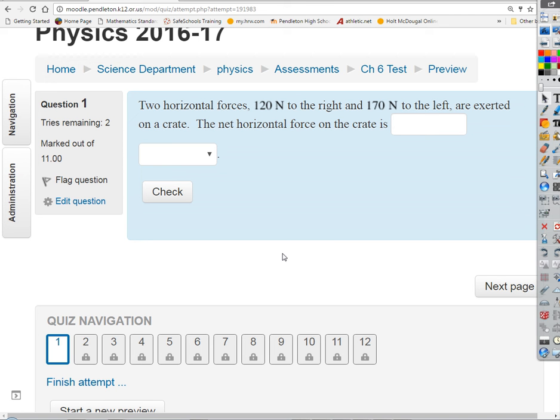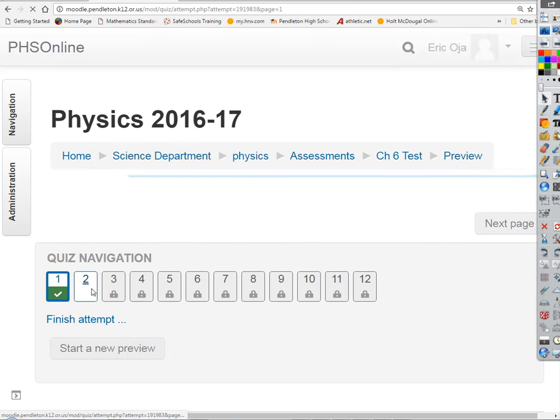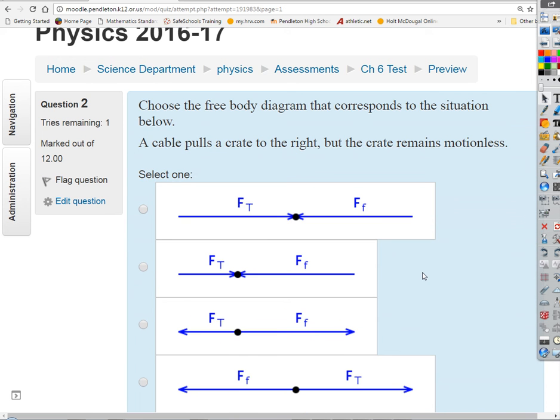Okay, so two horizontal forces, 120 newtons to the right and 170 newtons to the left, are exerted on a crate. What's the net horizontal force? 50 newtons to the left. I got that one right. That was the only one I got right. I'm going to be honest with you. Okay, what about this? The first try.